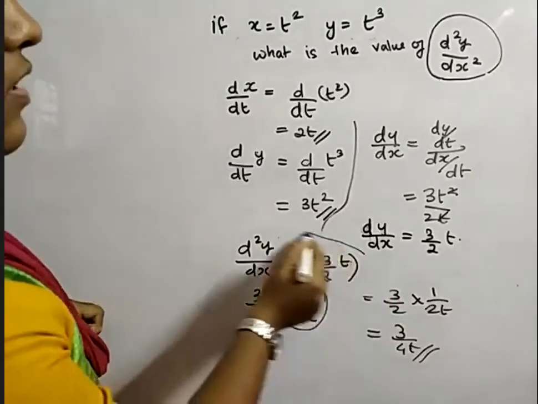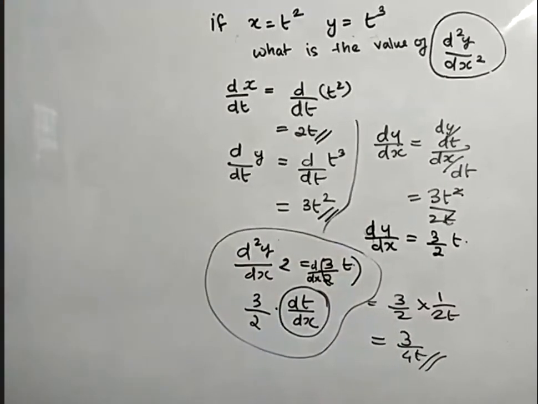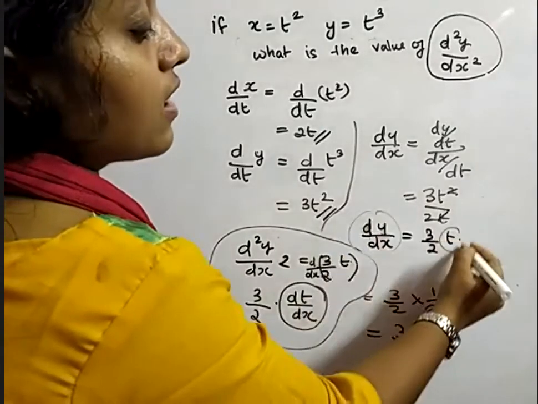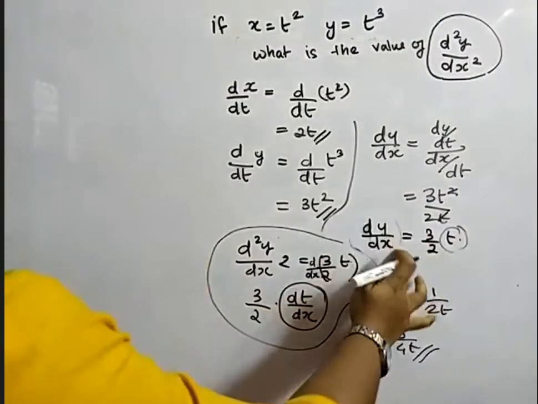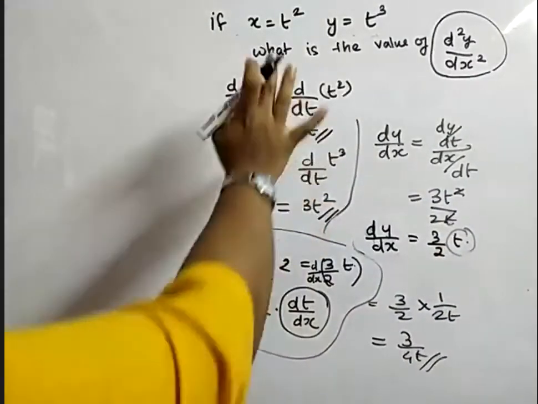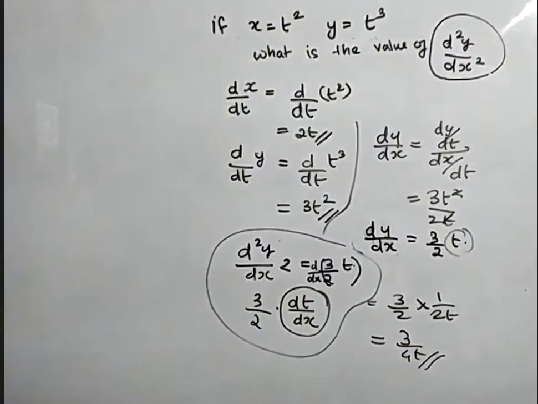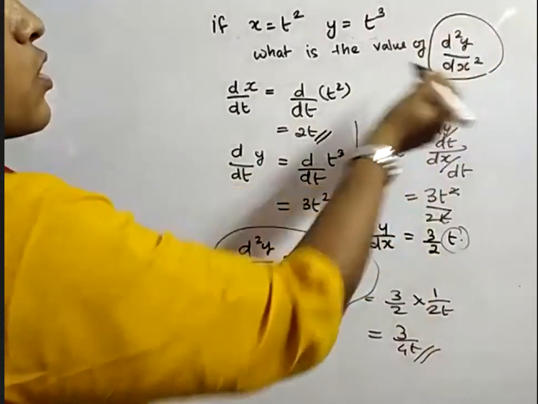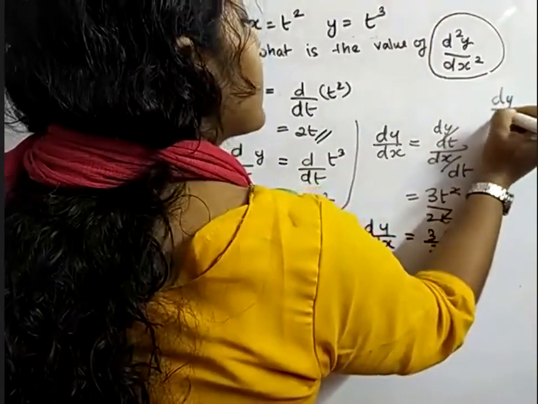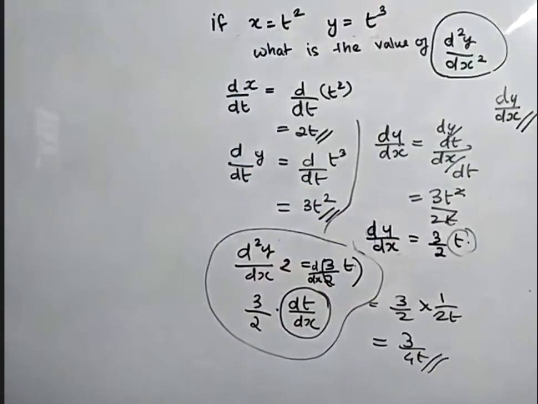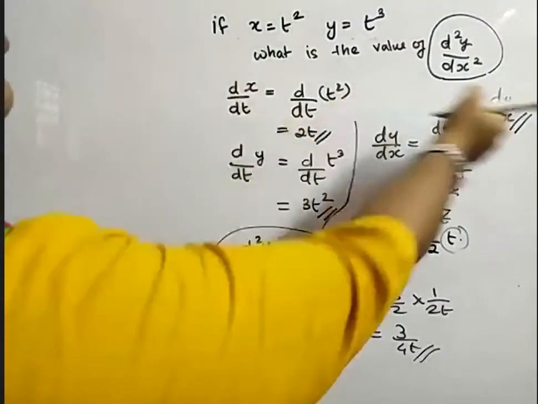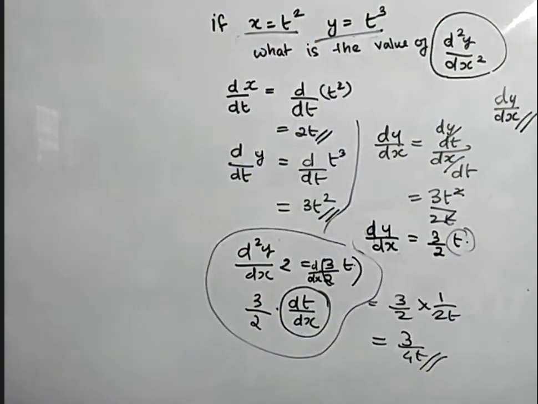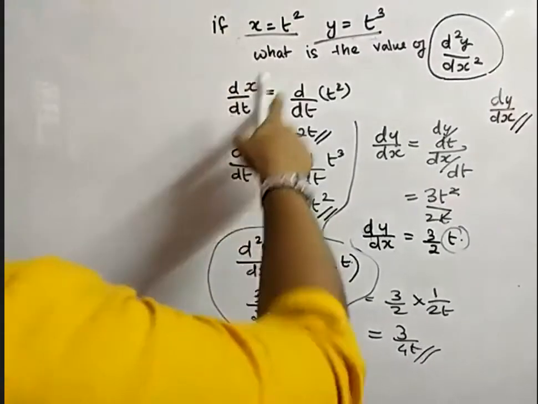Does anyone not understand this step? No, ma'am. Ma'am, can you explain once more? Okay, see, we need to find d square y by dx square. So first we are finding dy by dx. How will you find dy by dx? First find dx by dt, because x is a function of t, y is a function of t.